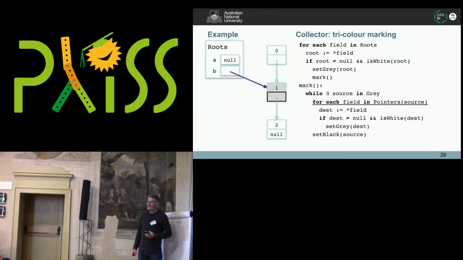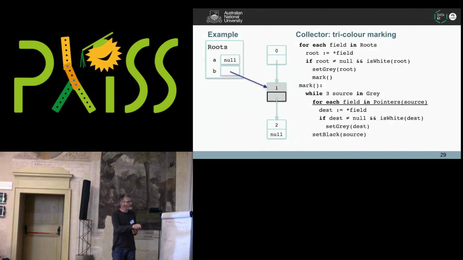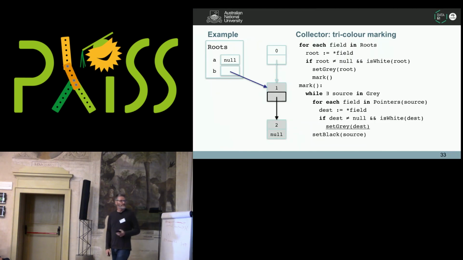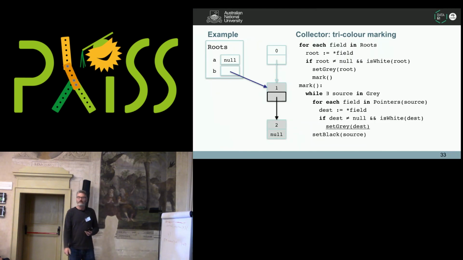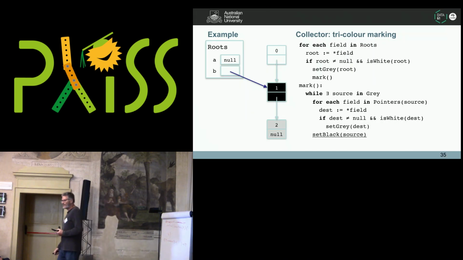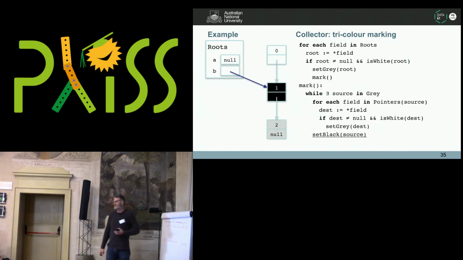So for each of the fields in that source object, the object that has the value 1 in it and has the reference to the object with value 2 in it, we're going to load the field. If it's not null, which it isn't, and if the target is white, then we're going to set the target to gray. At that point, we're done with that first gray object, so we can terminate that loop and set that object to be black. There's an invariant here that a black object will only have references to gray objects in this particular implementation.